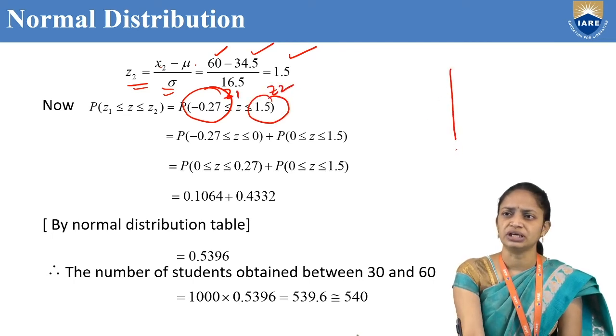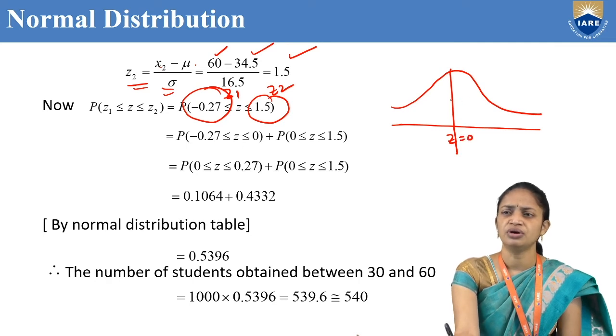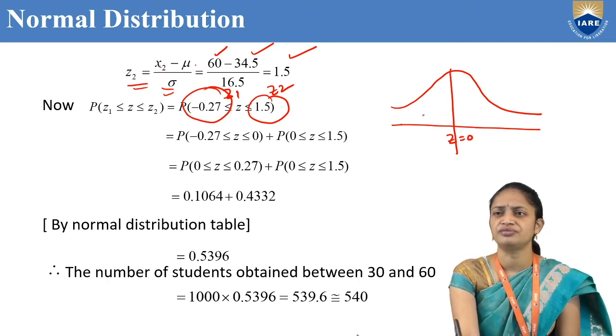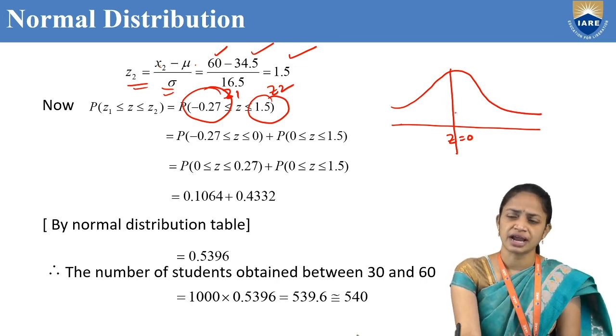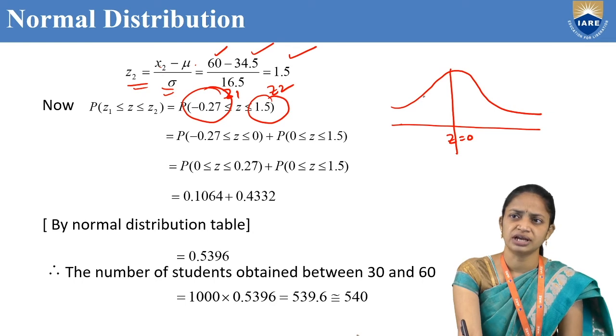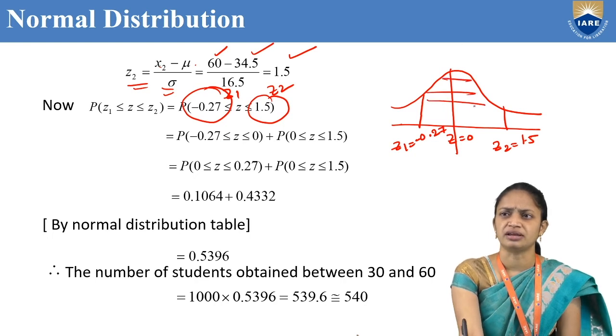Coming to the normal curve, this is our normal curve. In the normal curve, Z equals 0, and if we have any negative value, we have to take it on the left side. If we have any positive value, we have to take it on the right side. Here we have a negative value, Z1 equals minus 0.27, so we take it on the left side, and Z2 is a positive value, Z2 equals 1.5. So we need the area in between.